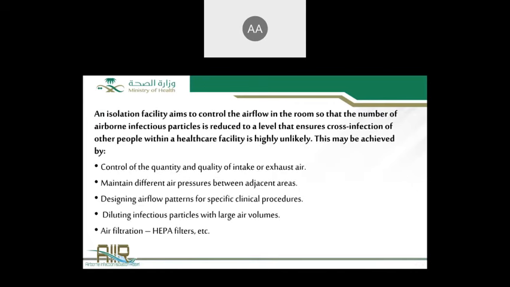So the isolation facility, or this type of room, aims to control the airflow in the room so that the number of airborne infectious particles, which are really small, less than 0.5 microns, is reduced to a level that ensures cross-infection of other people within the healthcare facility or hospital is highly unlikely. This is achieved through controlling the quantity and quality of intake and exhaust air, as well as maintaining a different air pressure. Usually in this type of room, we provide a minimal negative pressure between adjacent areas, design specific airflow patterns for specific clinical procedures, and dilute the infectious particles with large air volumes. We also have specific environmental control using HEPA filters to filter this contaminated air. So in brief, we provide a negative pressure room in order to avoid the transmission of airborne infectious agents.